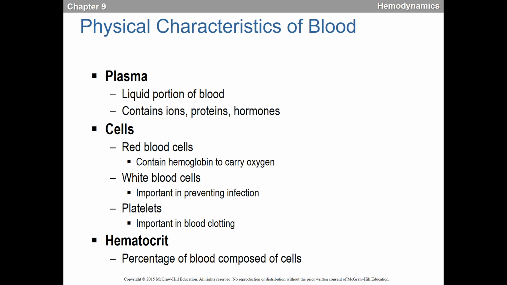Next thing is there's a cell aspect to it. Red blood cells contain hemoglobin. White blood cells, immune system stuff mostly. Platelets, and that's really important for blood clotting.